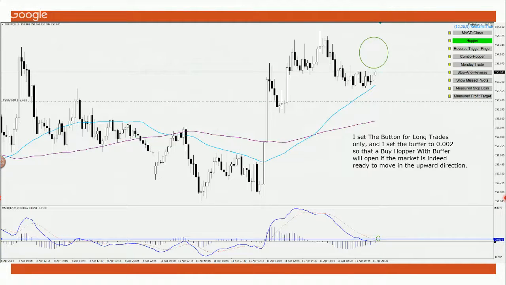In this example, I set the button for long trades only, meaning I disabled it for taking any kind of a short trade so we don't have any mishaps with automation, which happens to be a problem with automation. And I set the buffer to, again, 0.002 so that the buy hopper with a buffer will only open if the market is indeed ready to move in the upward direction. Because again, from here, it's entirely possible the market could just slip in the downward direction, or it's entirely possible it can roll over right here and go back up. So I can really be ready no matter what the market does.